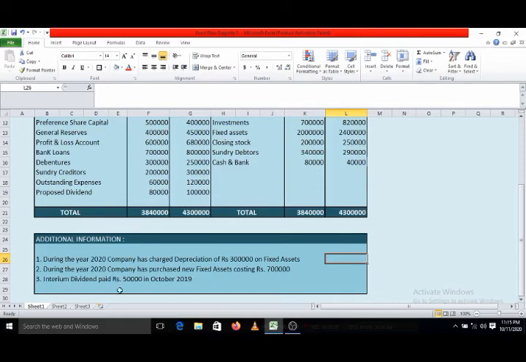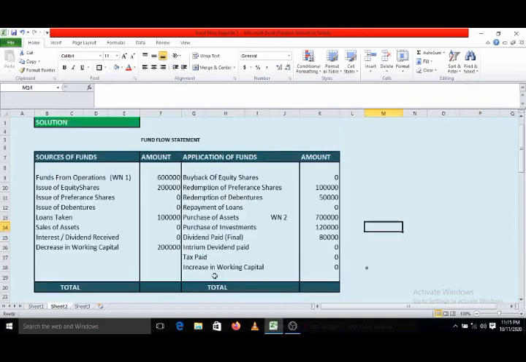Now the next one is the interim dividend paid, 50,000. This is the amount of dividend paid during the year in addition to last year's final dividend. So this we have to show as an application. On the application side, interim dividend we will write as 50,000. Is it okay? Now almost all the information is over.